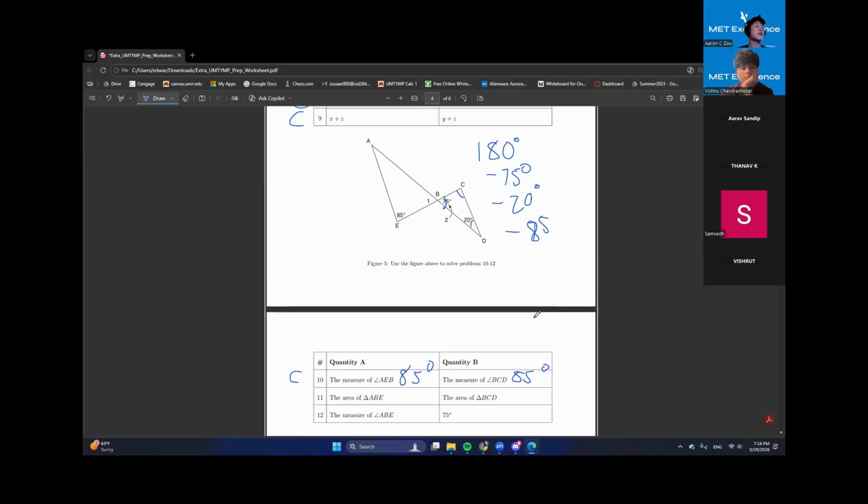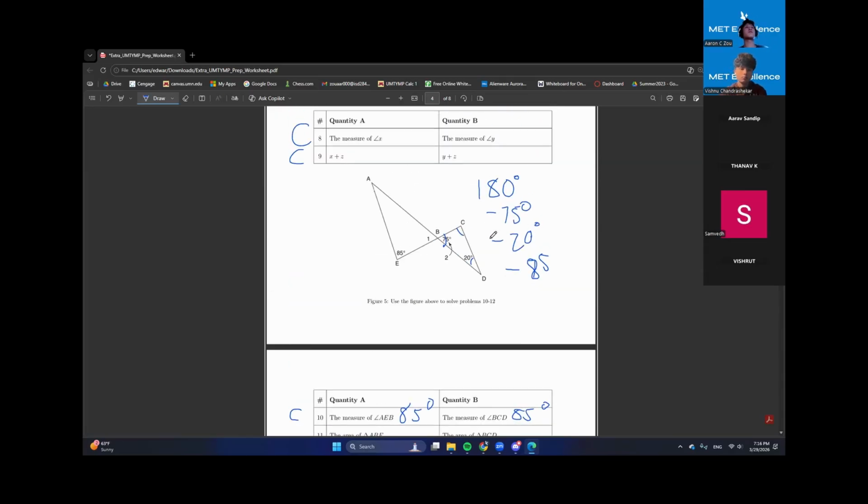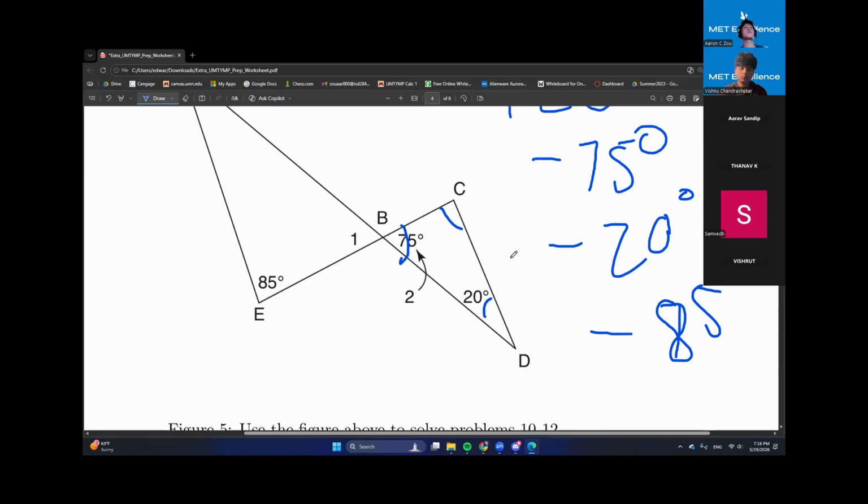Now for number 11, the area of ABE, the area of this triangle, and the area of BCD. Let's see here. What does this 1 mean right here? This is 1 and this is 2.